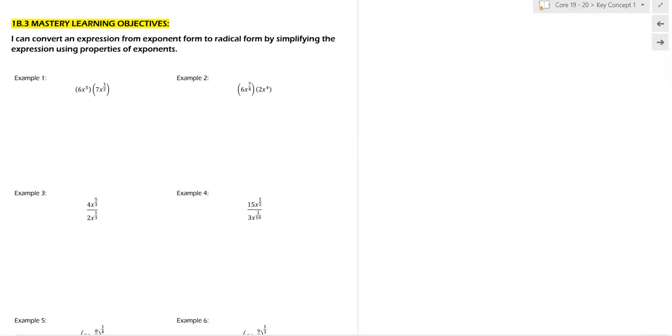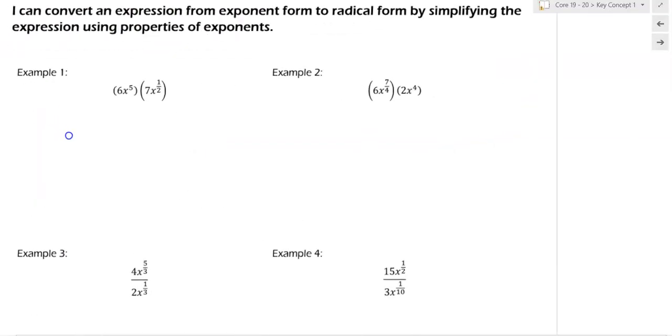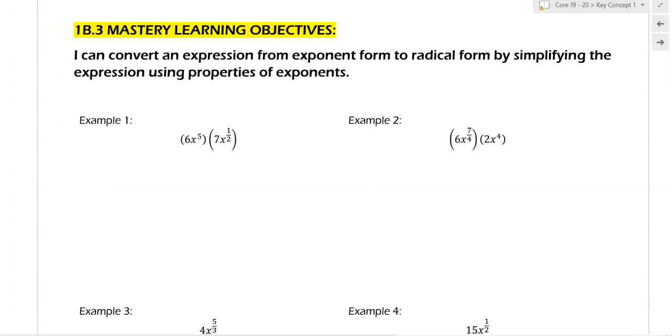All right, we're looking at 1B.3. And 1B.3 says, I can convert an expression from exponent form to radical form by simplifying the expression using properties of exponents. So this is a combination of what we just did in B2 and what we did in target A. Okay, so we're now bringing target A into this.